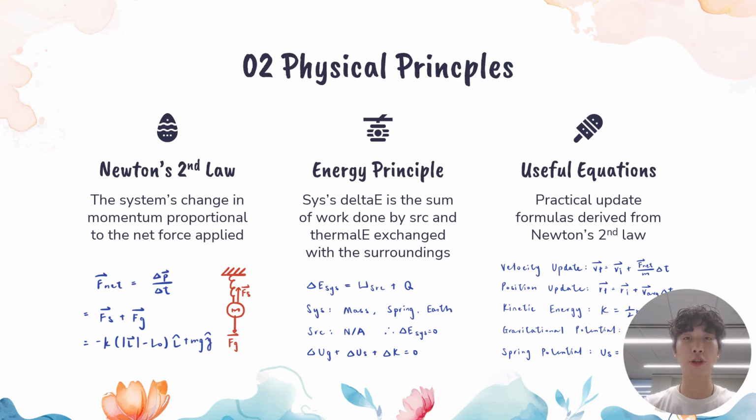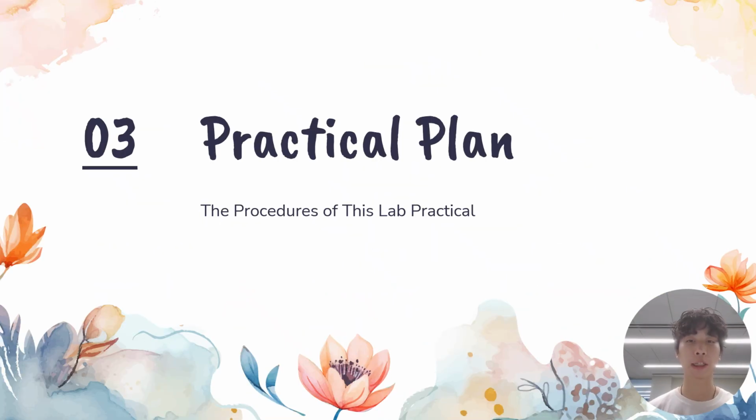And then there's the energy principle, which is more important because in this system, we assume it's isolated. That means there is no external force acting on the system. So we can get delta E system equals delta W, which is the work done by the surroundings, plus Q, which is the internal energy due to the change of temperature. And then it will become delta UG, the potential energy, plus delta US, spring energy, plus delta K, kinetic energy, equals 0. And then finally, we'll have some useful equations derived from Newton's second law, which we have discussed many times in the previous lab. Now I'm going to talk about the practical plan.